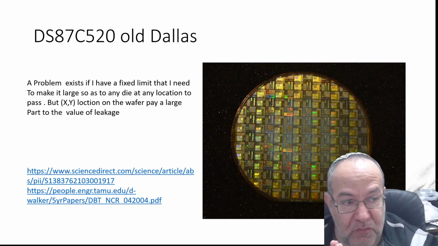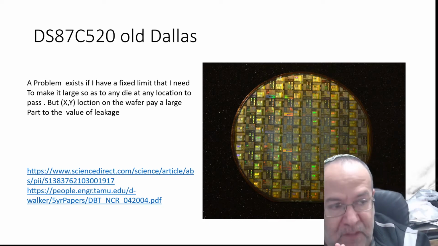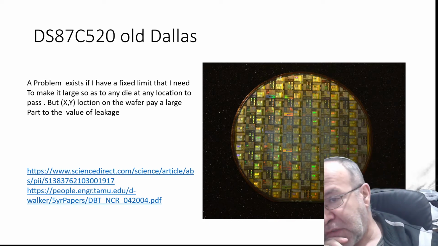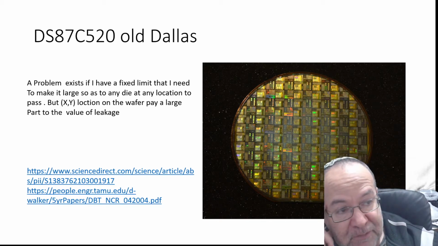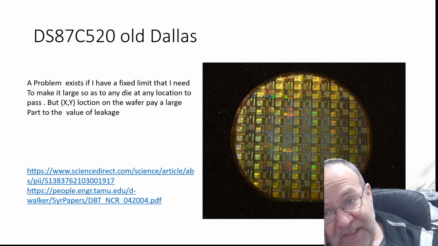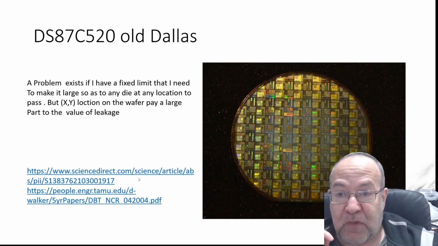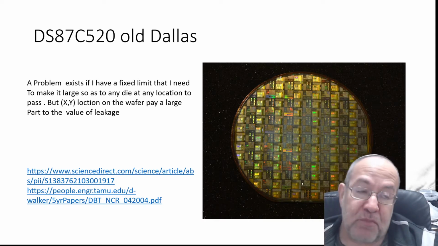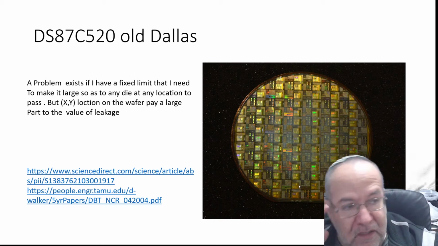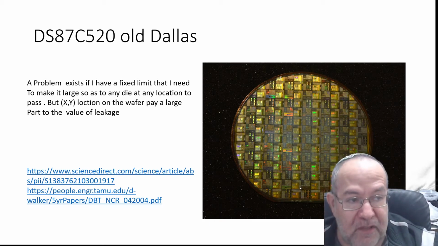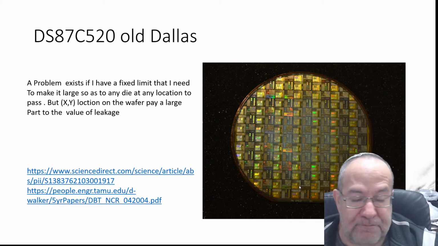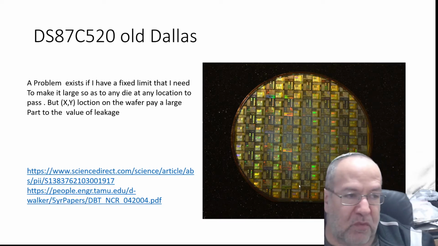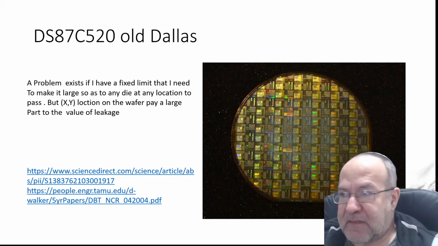Okay, so what is the problem? The problem is that if you want to use a limit which will be acceptable for the center of the wafer, you may send bad dies at the edge of the wafer. You might not catch the error. Okay, so what was done?